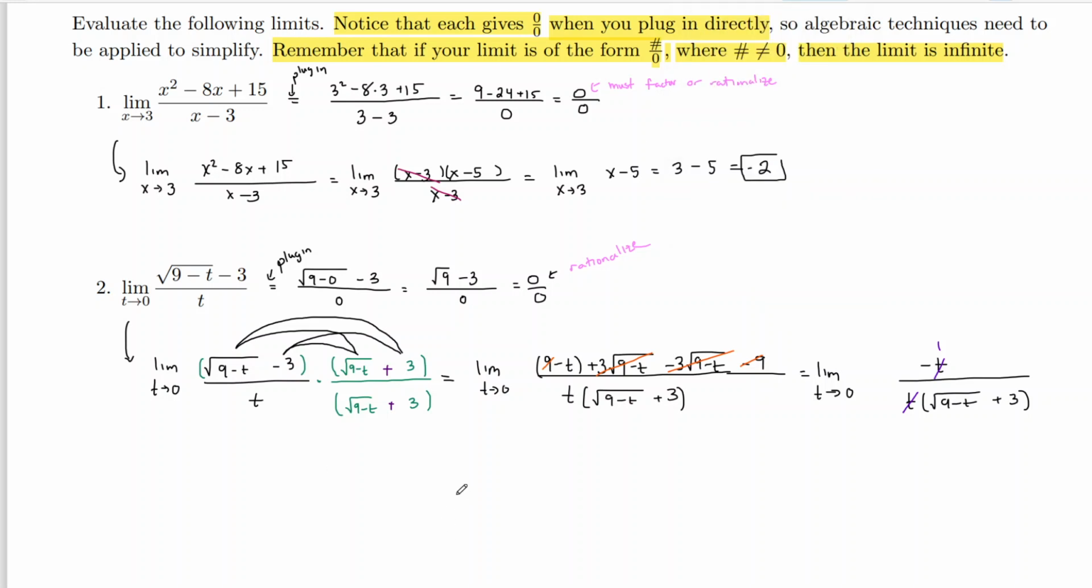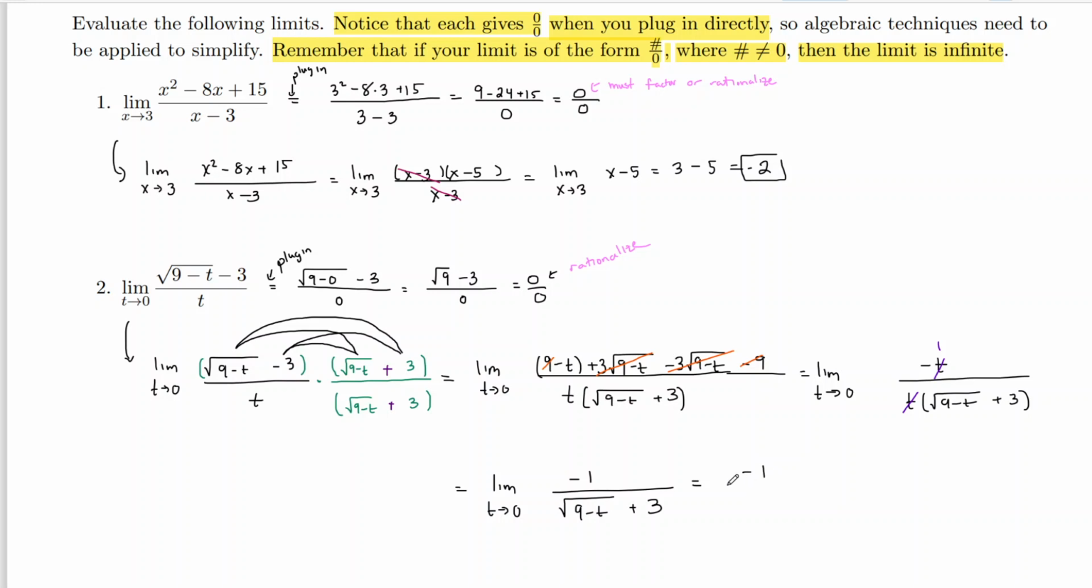And I'm going to write in one more step before I plug in. But once we cancel, we are pretty much good to plug in. We have a -1 on the top, and on the bottom, the t went away. We have a square root of 9 minus t plus 3. Now, it might on the face of it not look that great, but you're pretty much guaranteed it's not indeterminate anymore because you can't get 0 over 0. -1's on the top. We cancel the t's, we can plug in.